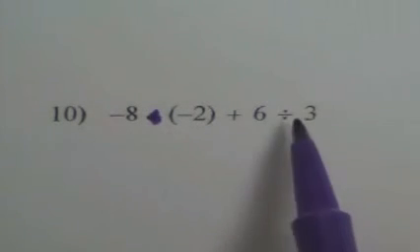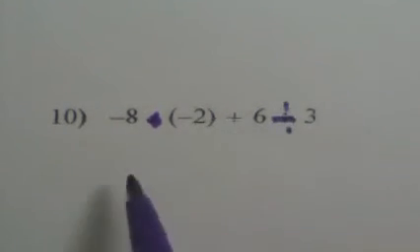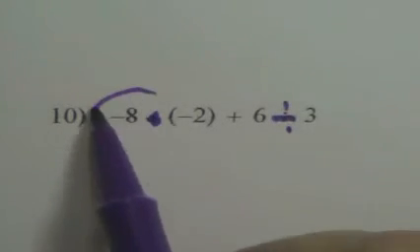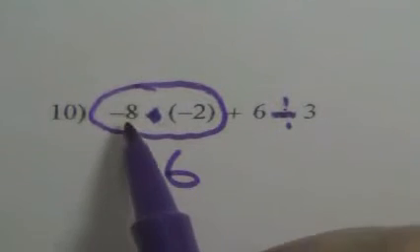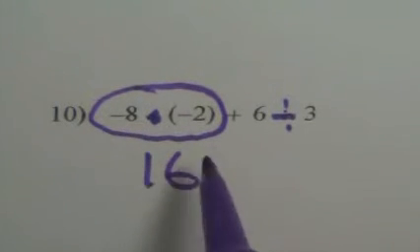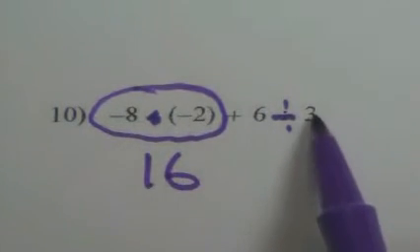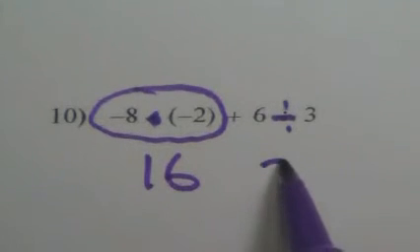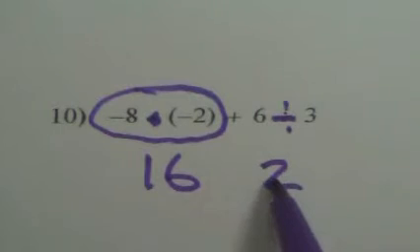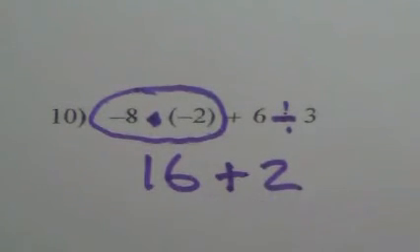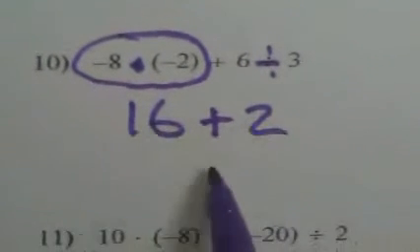Okay, so I have my times and I have my divide. I'll do my times stuff first, this here first. 8 times 2 is 16. The 2 negatives cancel. Over here, 6 divided by 3 is 2, and they're both positive, so it's a positive 2. If it's a positive 2, it should have a plus in front of it. 16 and 2 is 18.